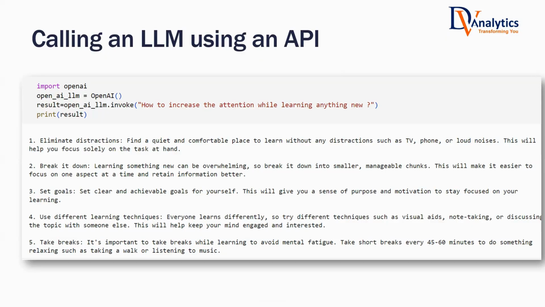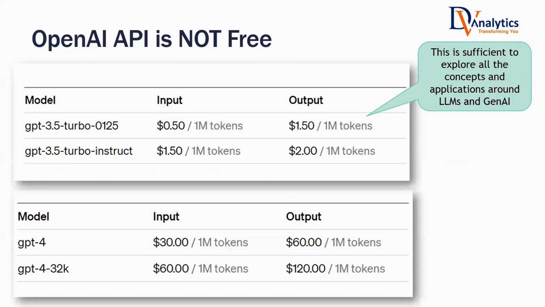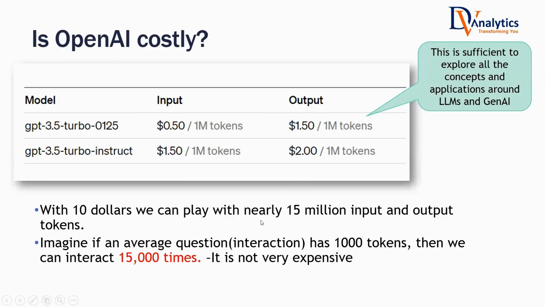So OpenAI, CoPilot, you can use OpenAI or Cohere, any one of those two. But I suggest you get access to OpenAI. Currently, the pricing goes like this: for $10, they are giving 15 million tokens, input and output tokens together.